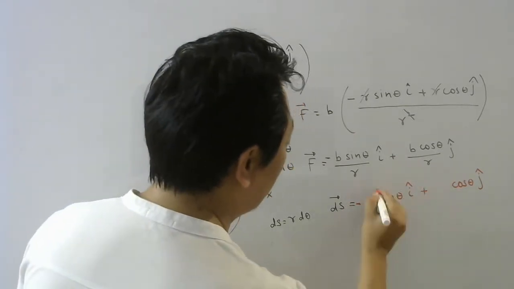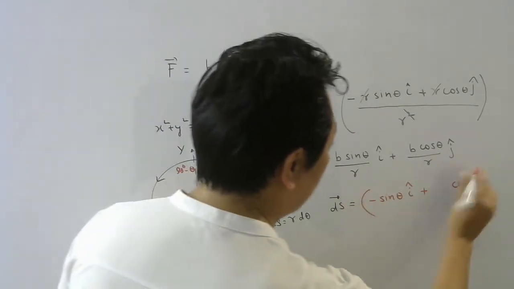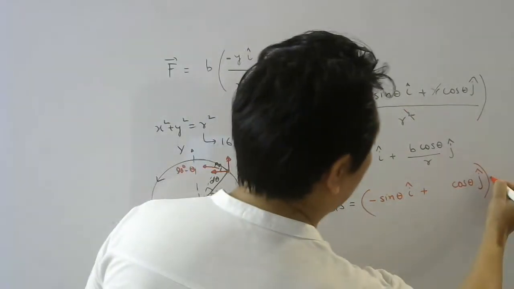So we can take ds common. Right, and what is ds? I have shown here already, r d theta.